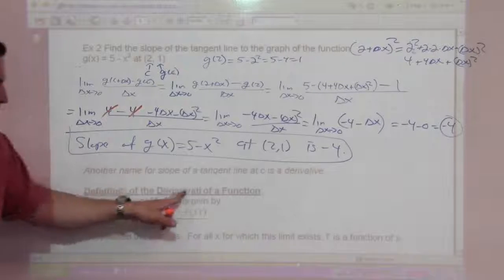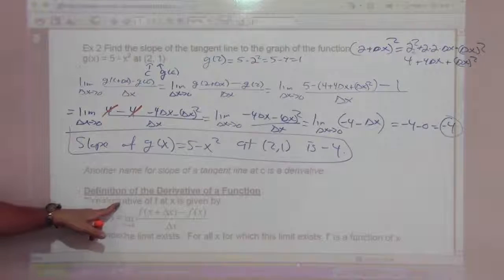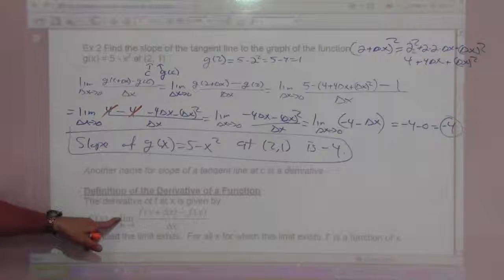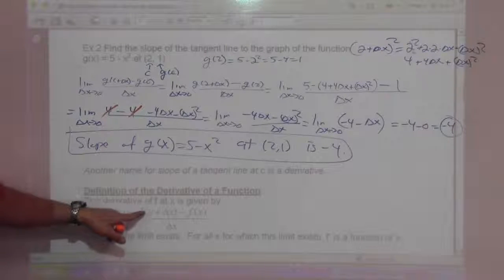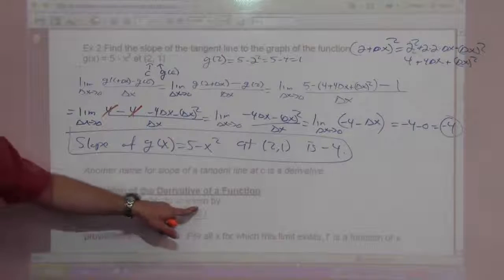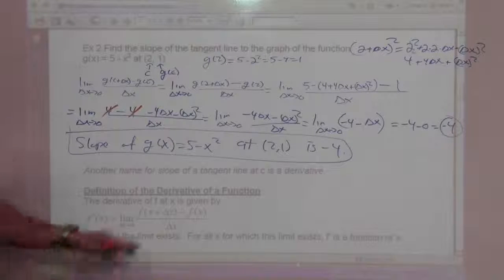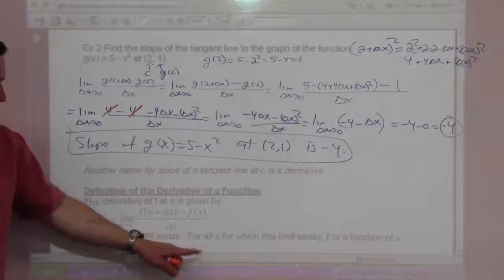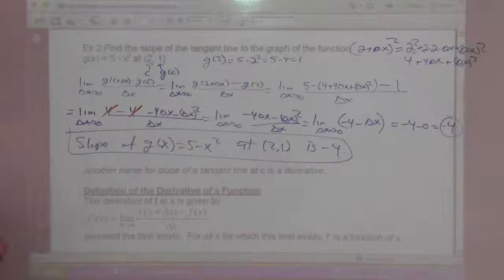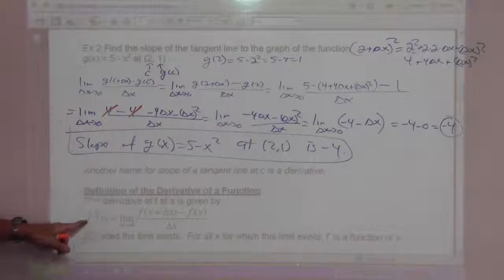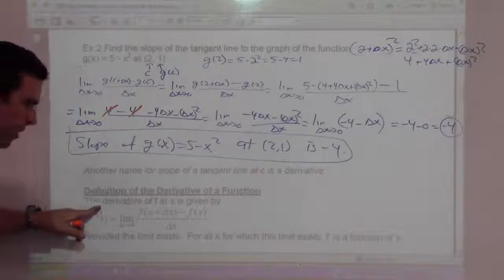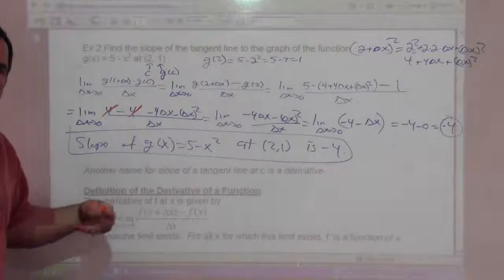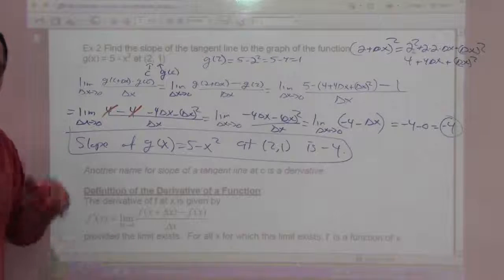So the definition of the derivative of a function is going to be the derivative of f at x is given by f prime of x is the limit as delta x goes to 0 of f of x plus delta x minus f of x over delta x. A lot of algebra you'll work out in this. Provided the limit exists. For all x for which the limit exists, f prime is a function of x. Now this is f with a little tick mark there. It means f prime of x. It means the derivative. If you have 2, it means double prime, taking the derivative twice.